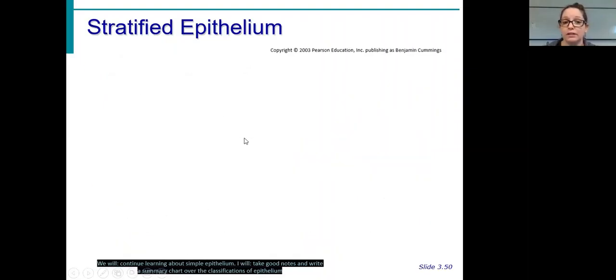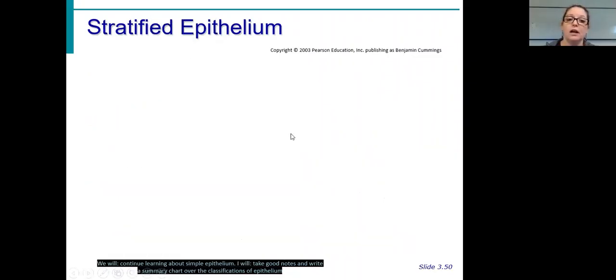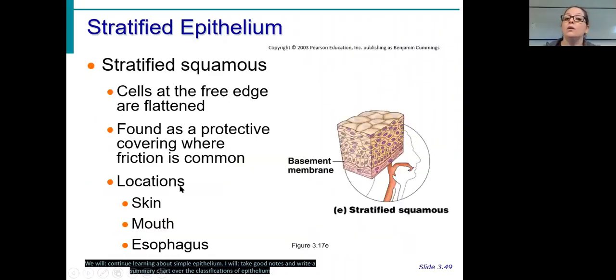So they're found as a protective covering wherever friction is common. I told you during our last class that I am sitting here constantly talking. I am constantly sloughing off the cells of my mouth, and so they will be replaced easily, because the mouth is a huge place of friction when you eat and drink and swallow and talk and sing and spit and brush your teeth and all this jazz, everything that happens in the mouth, and hopefully floss too.